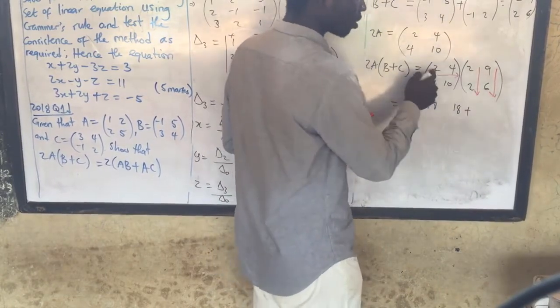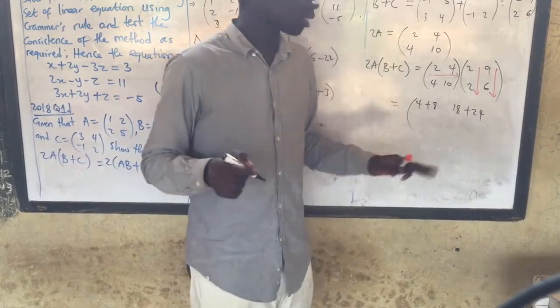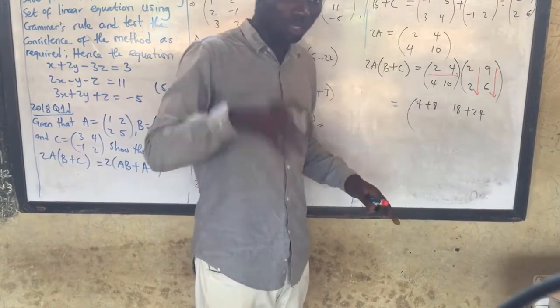Plus 4 times 6, 2 times 9, 18. Plus 4 times 6, 24. If you don't understand what I have done, after I'm done solving, you play it again and check and watch. You will get it.